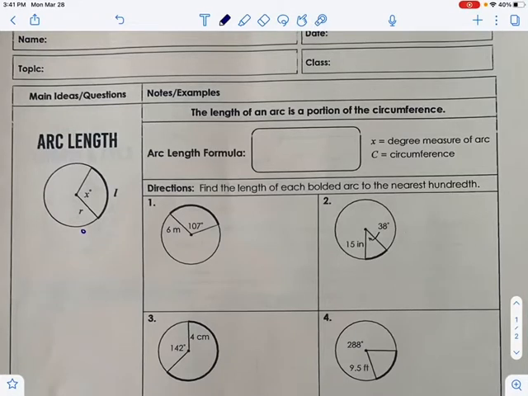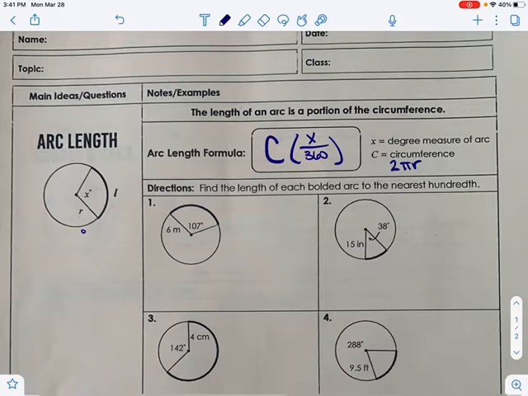Okay, now we're going to arc length. Up until this point, you've been doing arc measure, where you either copy the central angle or multiply the inscribed angle by 2. Now you're doing arc length, which is a formula: the circumference of the circle times either the degree measure of the arc or the central angle, all divided by 360.